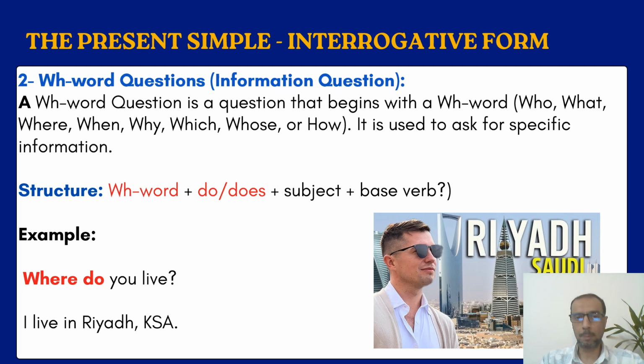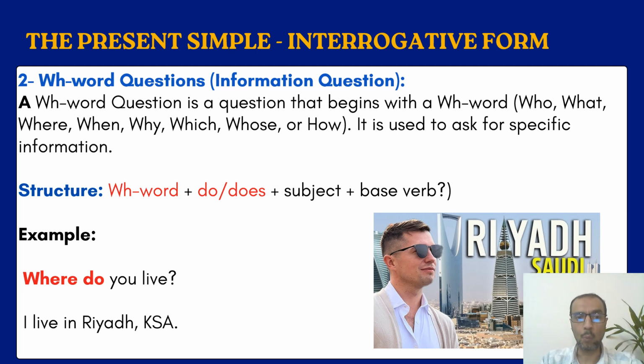Now, the present simple interrogative form, WH word questions, or what we call information questions. A WH word question is a question that begins with a WH word, such as who, what, where, when, why, which, whose, or how. It is used to ask for specific information. Structure of a sentence: it starts with a WH word, then we add do or does based on the subject, and after that we use the base form of the verb.